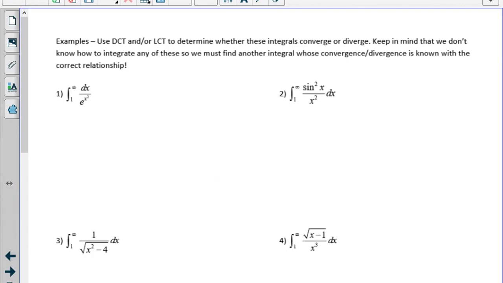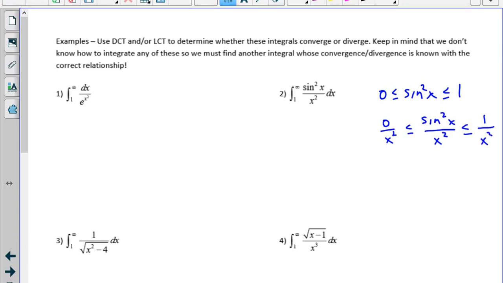What I will probably want to do in number 2 is show that since I know for a fact that sine squared x is between 0 and 1 inclusive, I can then divide all parties involved by x squared, which is always positive. And since x squared is always positive, I know that I don't have to change signs or anything. And so I have this situation where sine squared of x over x squared must always be less than or equal to 1 over x squared.